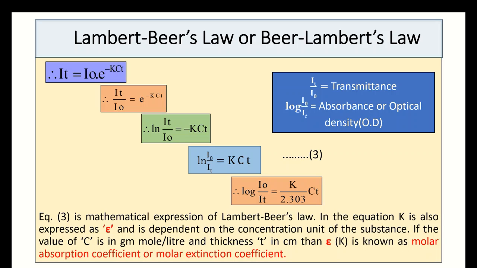There are a few terms again we can define from these equations: IT by I0 is the transmittance and log of I0 by IT is the absorbance, or in practical terms we call it optical density, that we measure using the colorimeter instrument. So these are the various expressions in which we can show the Lambert-Beer's law, and it is the full derivation for the equation. Thank you.